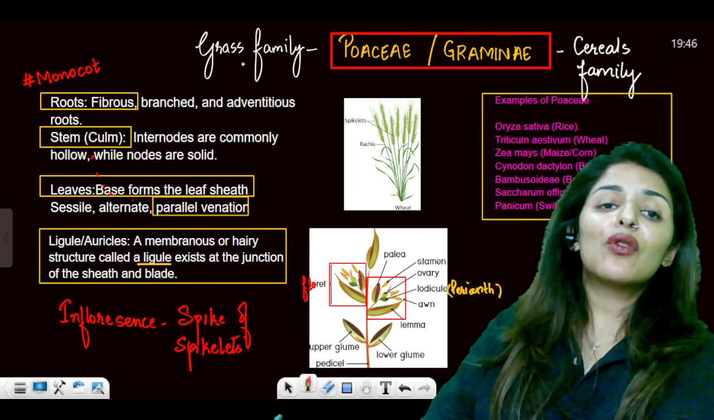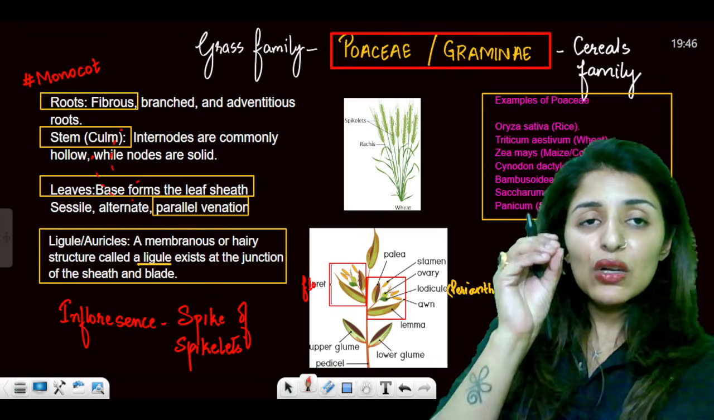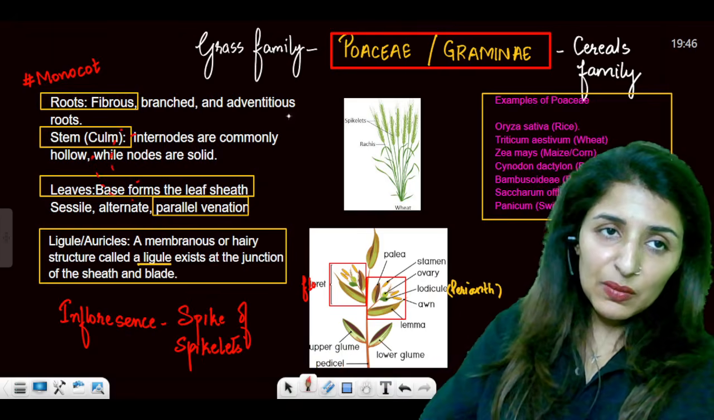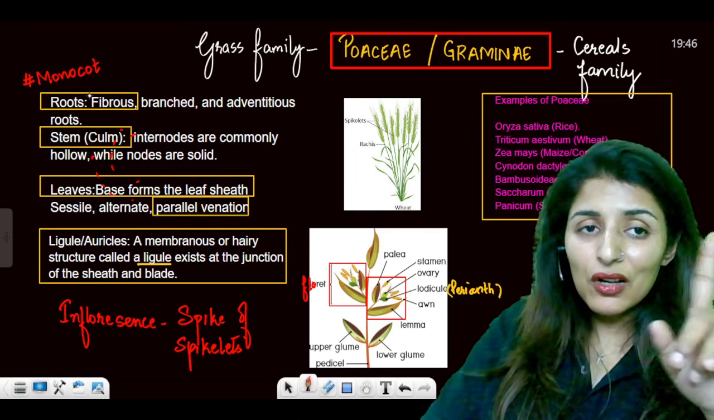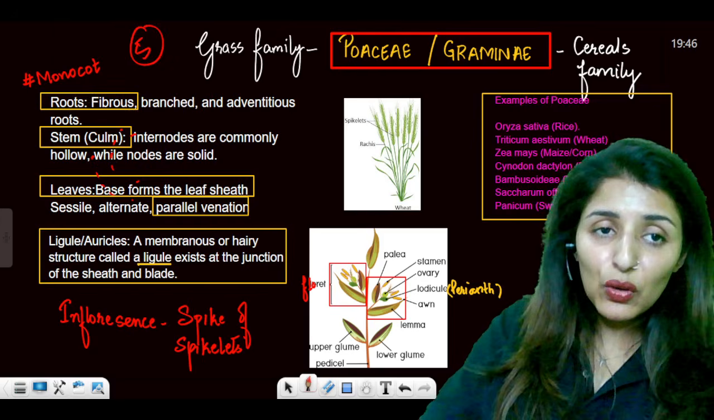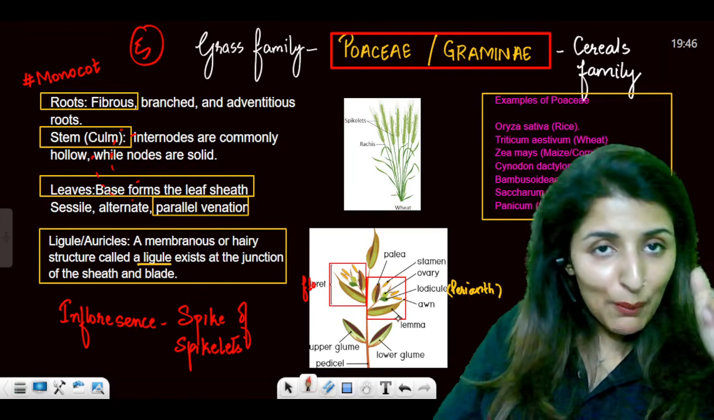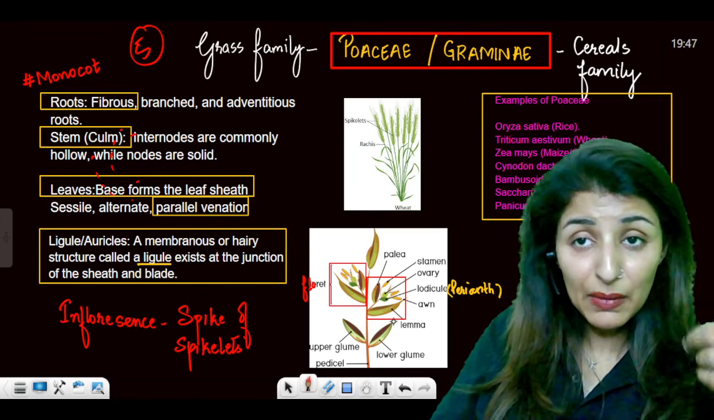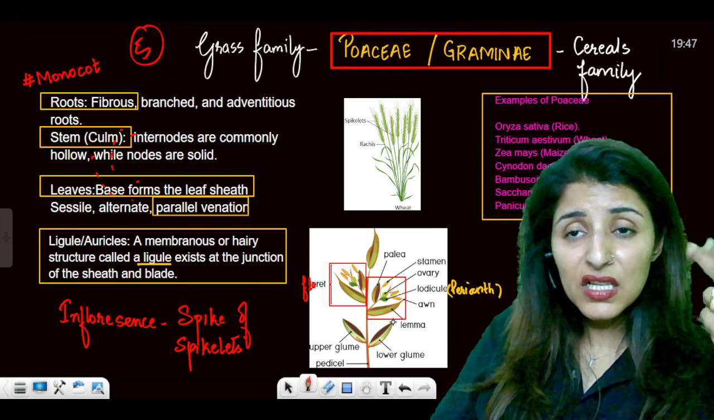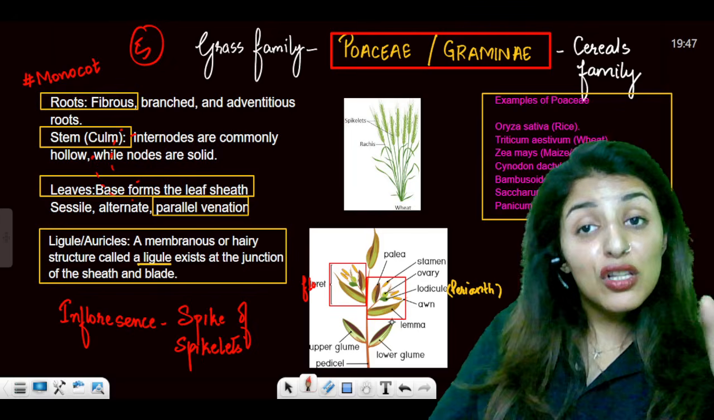Moving on now, first of all, this is the 5th family we are going to discuss, and this is the only monocot family in your syllabus. Now, being monocot, the roots are of fibrous type. The stem is known as culm. Now, what is culm? Culm is such a stem. See, think of bamboo. Bamboo comes under this. This is a grass family. All the sugarcane, grasses, wheat, all the cereals, they come under the Poaceae family, also known as Gramineae.